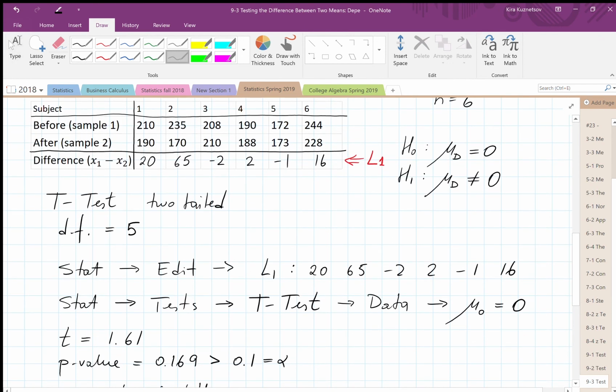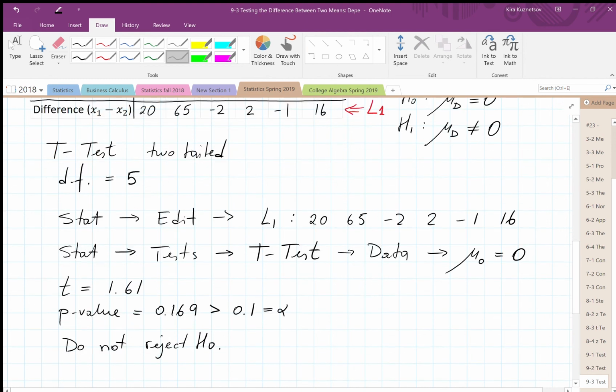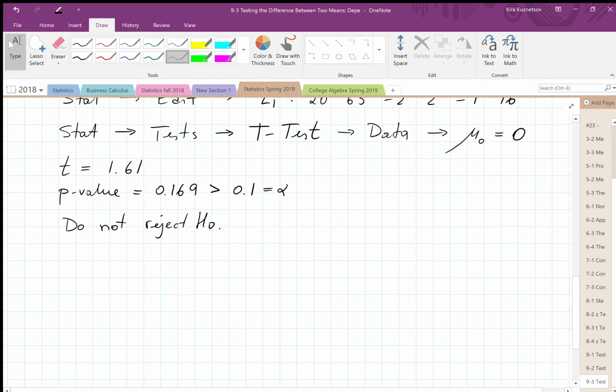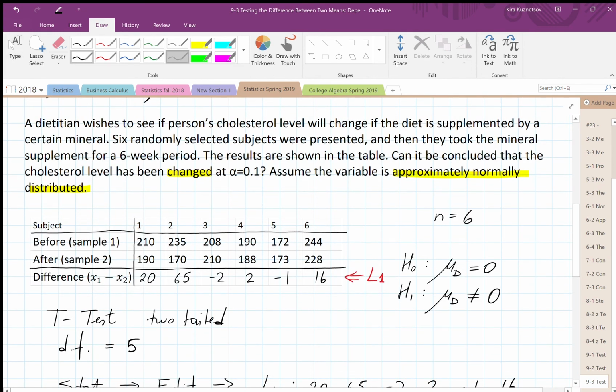If you take a look back at your data, you'll notice that for 3 people, it did make a difference. The other 3 people didn't really. In particular, 2 people actually went up. So the supplement, according to the sample, doesn't look like it reflected into lowering the cholesterol or changing the cholesterol. You see, we're using the word change, so this is what you might put into your final sentence.